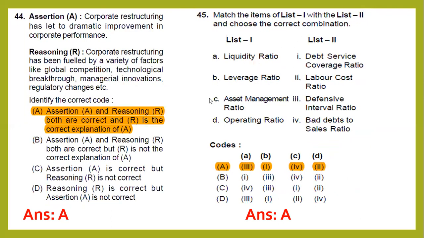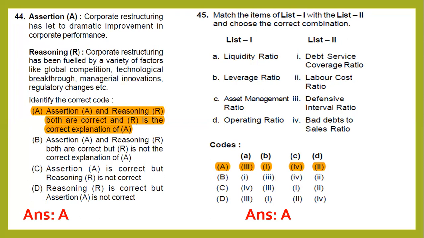Now we go for 44th question, assertion and reasoning. Assertion: corporate restructuring has led to dramatic improvement in the corporate performance. Reasoning: corporate restructuring has been fueled by a variety of factors like global competition, technological breakthrough, managerial innovations, regulatory changes, etc. So correct option is A. Assertion, reasoning, both are correct, and reasoning is the correct explanation of assertion. So therefore, correct option is A.